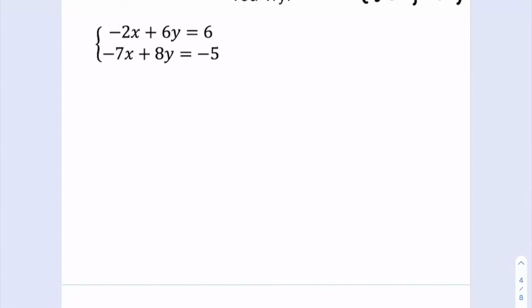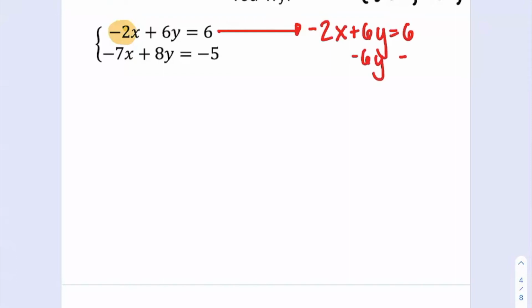All right, so hopefully you went through this. First thing you have to ask yourself, smallest number. The smallest number is -2. 6 can be divided by -2, and 6 can be divided by -2. So that x is what we want to get by itself. -2x plus 6y is equal to 6. Getting that x by itself, I'm going to minus 6y plus 6y, and then finally divide by -2.